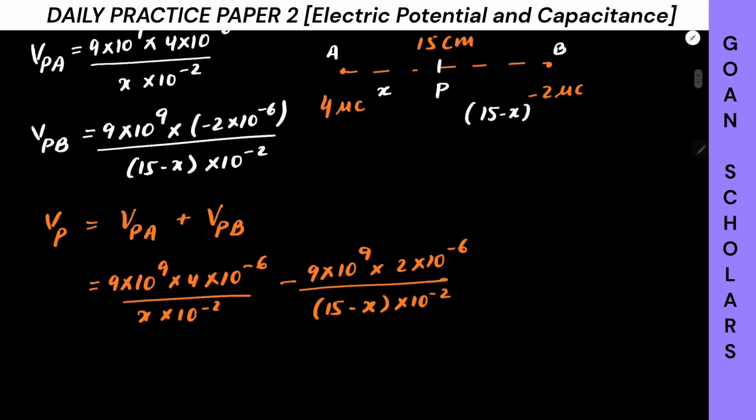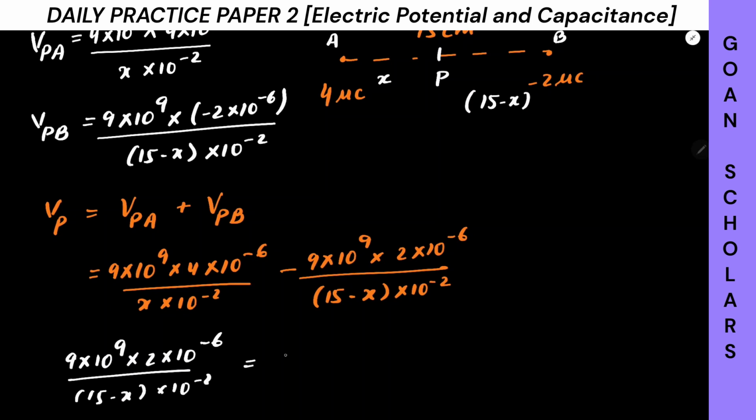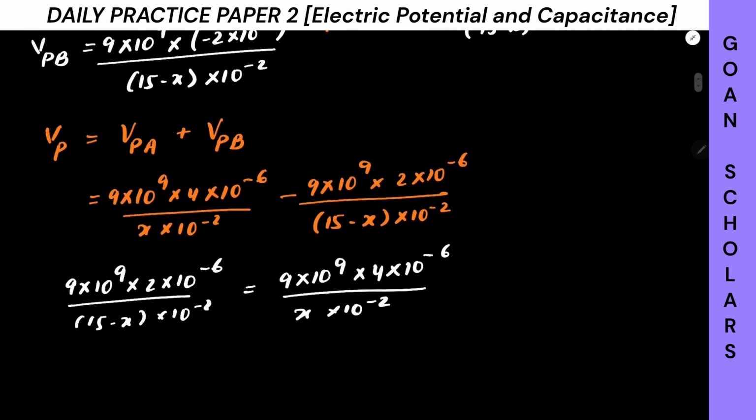Now let's take it on the other side. One of them will become positive. So 9 into 10 to the power 9 into 2 into 10 to the power minus 6, whole divided by 15 minus x into 10 to the power minus 2, is equal to 9 into 10 to the power 9 into 4 into 10 to the power minus 6, whole divided by x into 10 to the power minus 2.